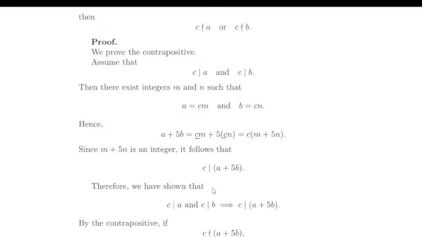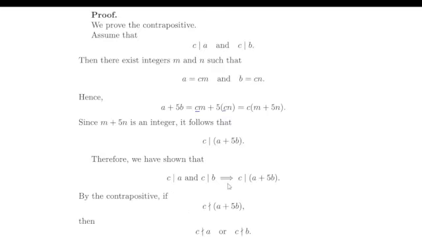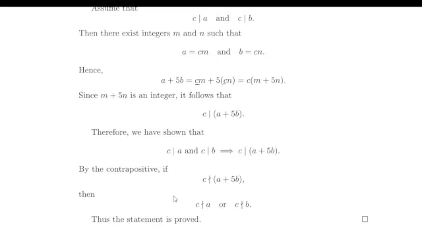And so what we've shown is that if c divides a and c divides b, then c divides a plus 5b. So by the contrapositive, if c does not divide a plus 5b, then c does not divide a or c does not divide b. And so that completes the proof.